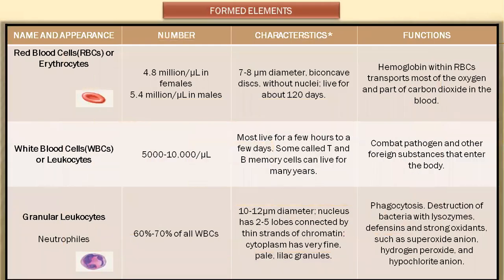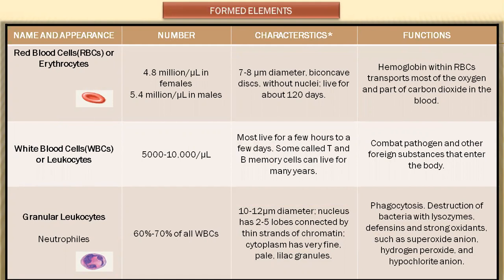Okay, so enough with plasma. Let's look at the cells, which are called formed elements. So formed elements, basically we're looking at the cells. A bit on the formed elements so that you know which cells are found in blood and what the major functions are. So this is just an introductory lecture.